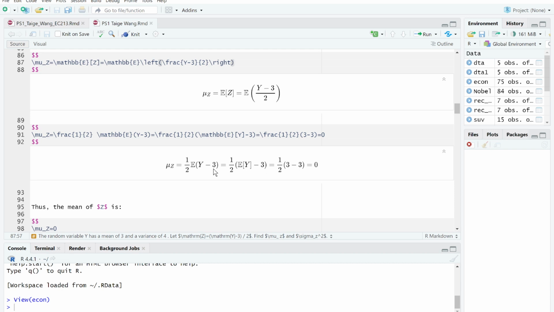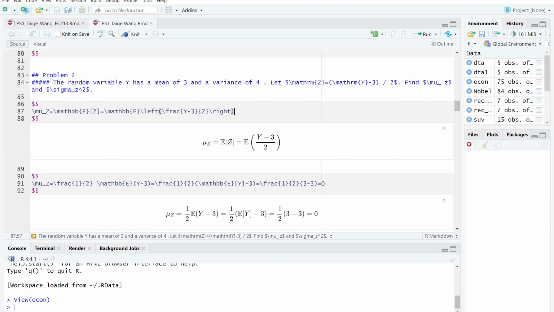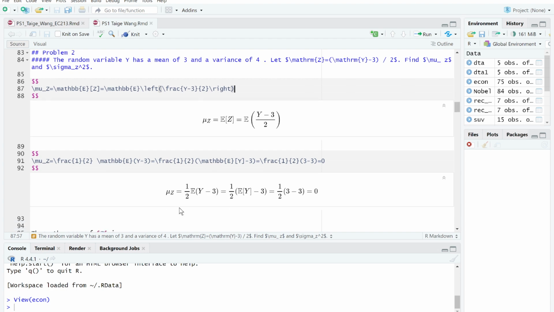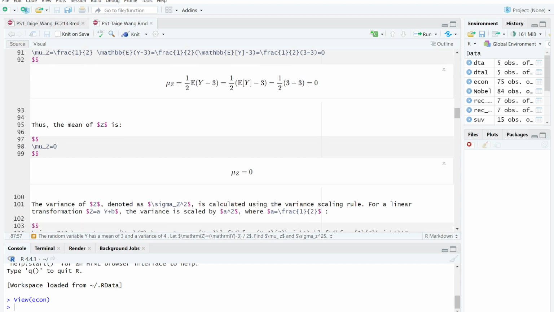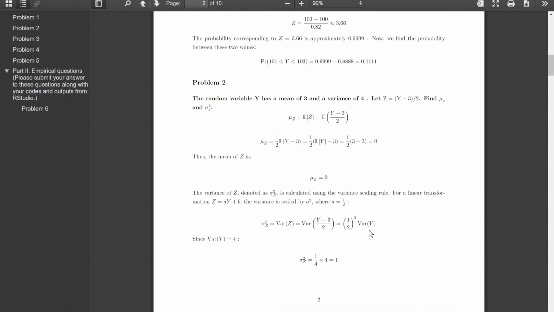The expectation of a constant is itself, the constant, so you only care about the expectation of y. So what's the expectation of y? It's 3, right? So the expectation of z is 0. Expectation of z is 0.